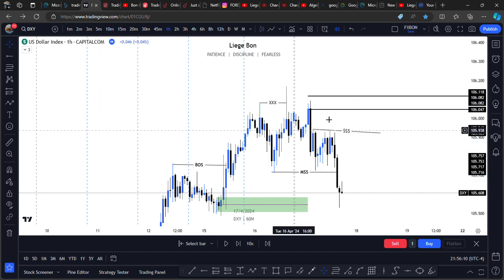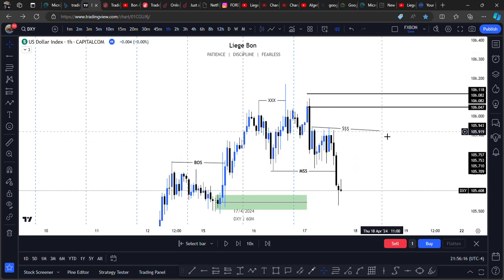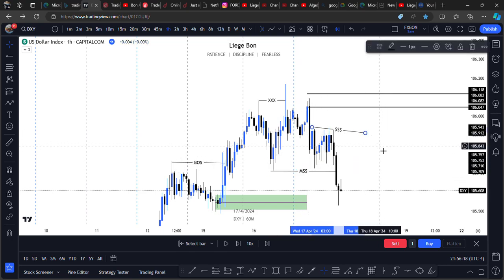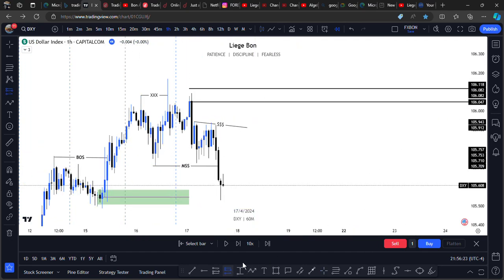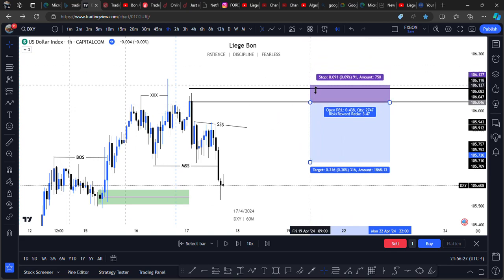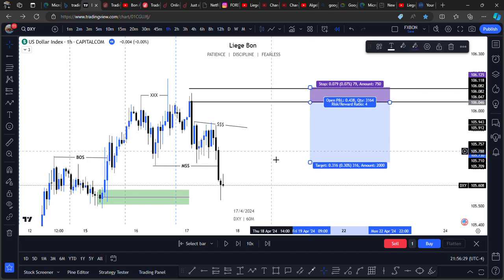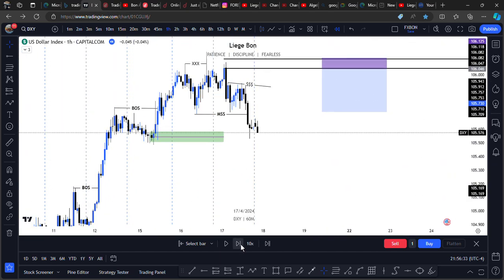Now we've got all of this happening here, and we have a market structure shift. So our sentiment right now, we are looking at a bearish market for DXY. I would want to sell this DXY somewhere here when price gets to this point, and my SL is going to be somewhere there. Now, depending on the structures, let's see what happens.